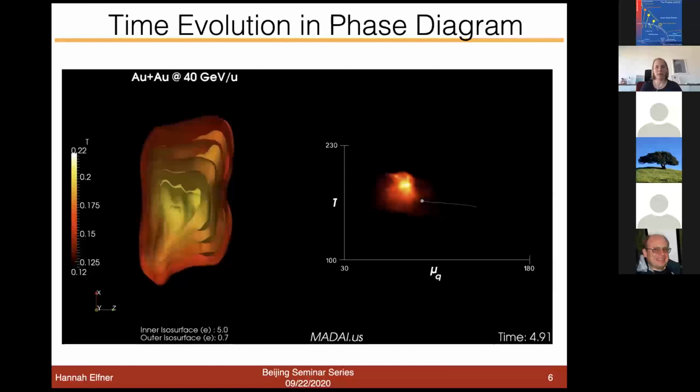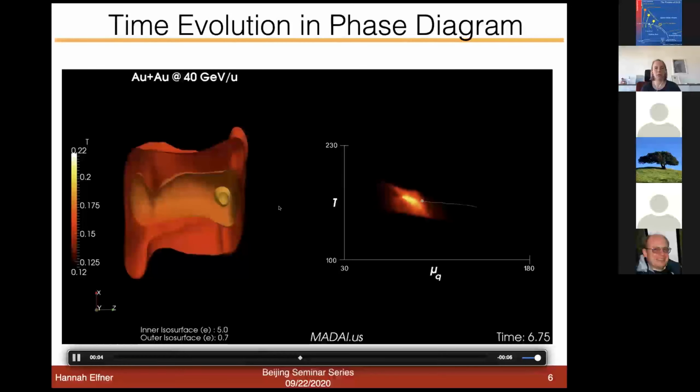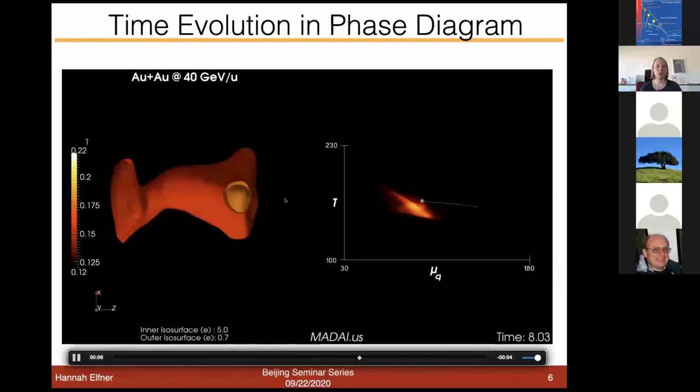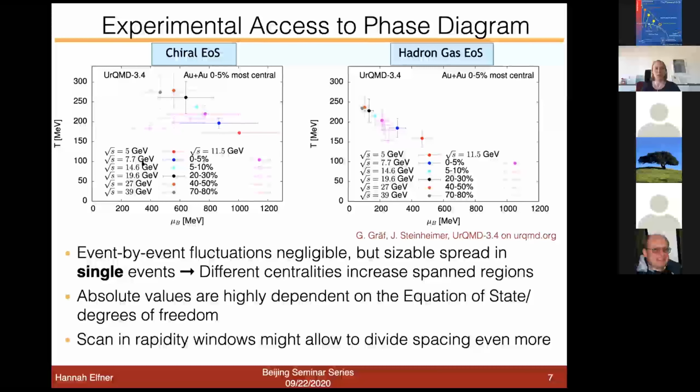Also, we tried at some point to make some more quantitative pictures of where one is in the phase diagram at different beam energies. So this is a whole set of beam energies, some are already covered, some will be covered in the beam energy scan. And these pictures are using the UrQMD hybrid approach at that time. And you see basically the mean and the variance of the temperatures and baryochemical potentials on the freeze-out hypersurface.